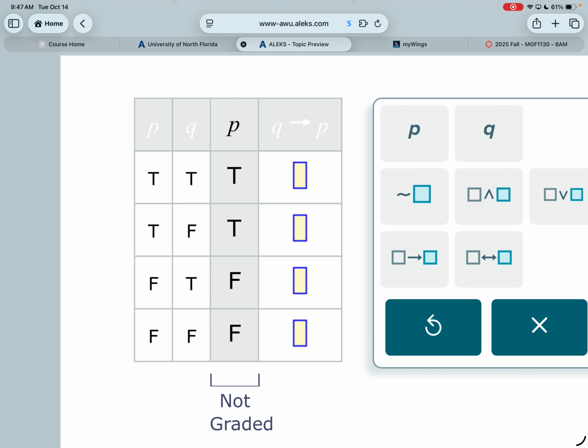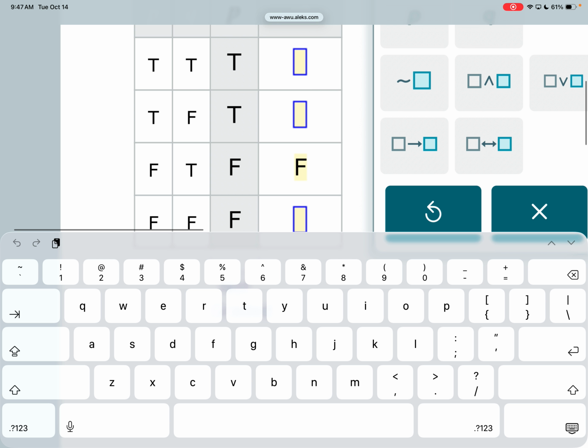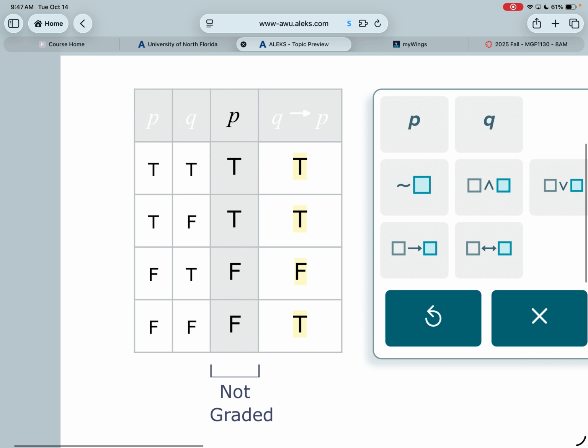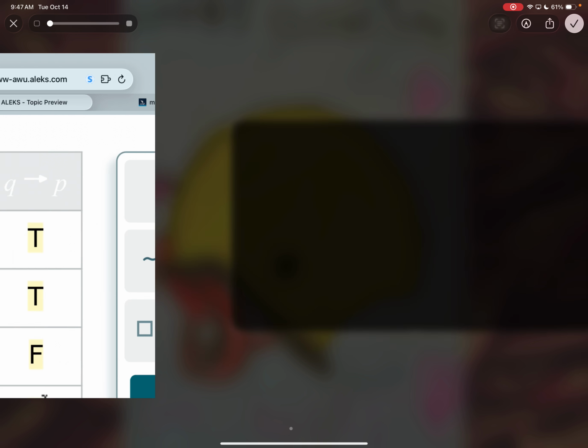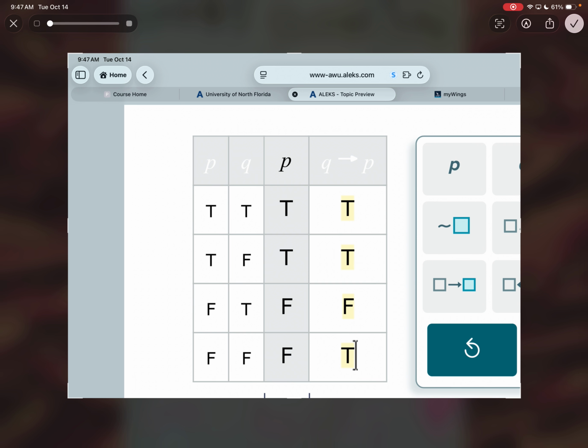So now we go, the if-then says the only time it's false is if the first is true and the second is false. So that would be this one right here, okay? All the others should be true. True, true, false, true, true, false is false, false, false would be true, okay? The only time that it is false is when the first is true and the second is false. So the order matters. That is why it is nice to go ahead and just rewrite it in the order that it has, so you can see it.